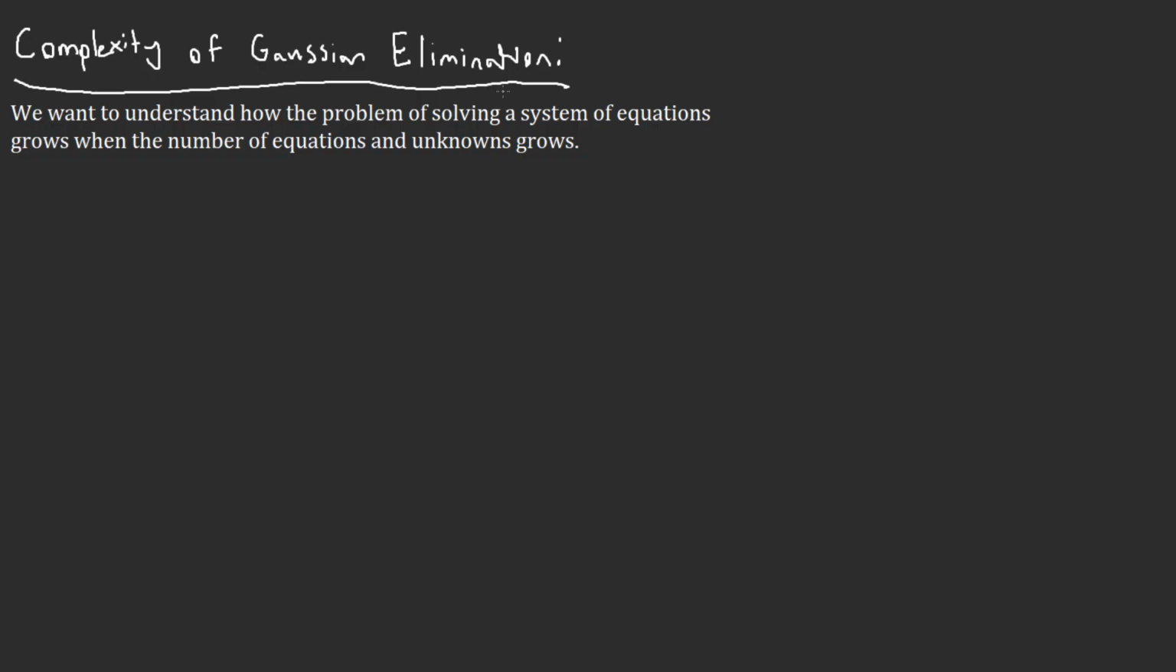And so we want to understand how this problem is going to grow as the inputs to our computer program grow in size, as our coefficient matrix grows, as we get more equations and things like that. And so the easiest way to understand that is to try to figure out how many operations the computer is going to have to do.